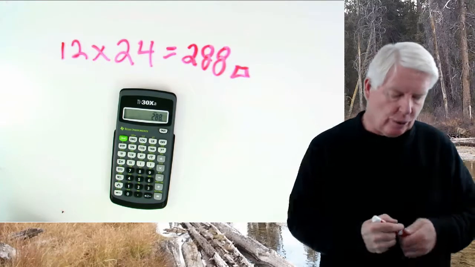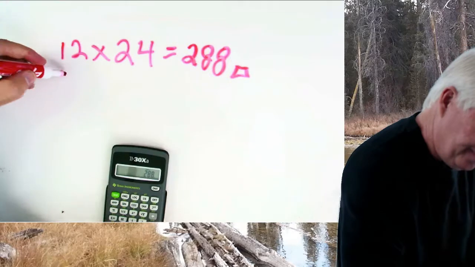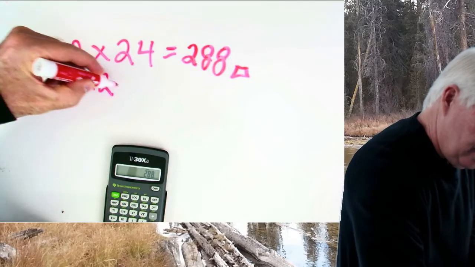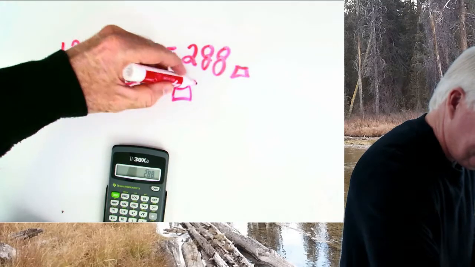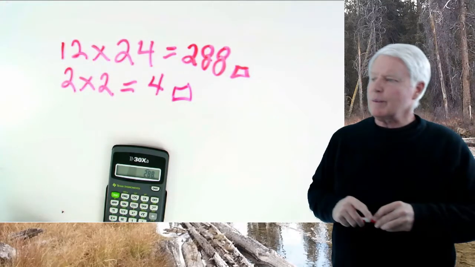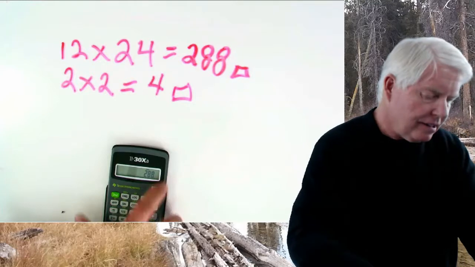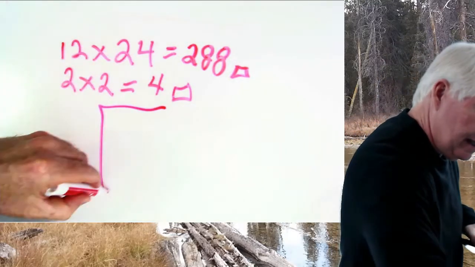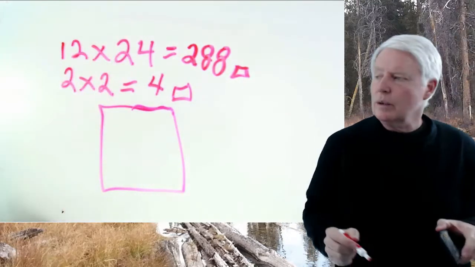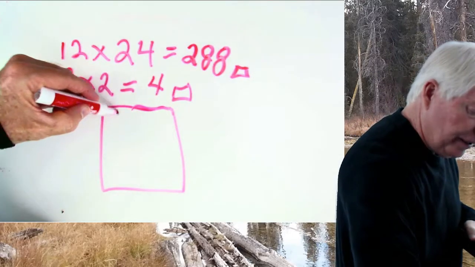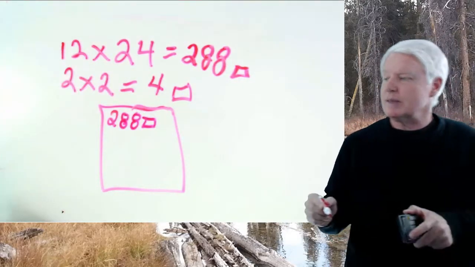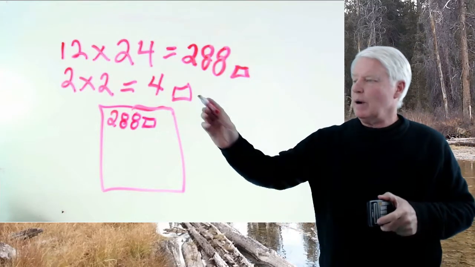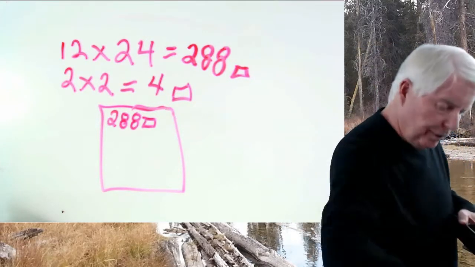Now let's do the other one. 2 by 2 equals 4 square units. Now that we have that, we just simply take this larger sheet, which is 288 square units. We don't know, it may be square inches, maybe square yards, doesn't matter. And we want to know how many of these 4 ones will fit in there.